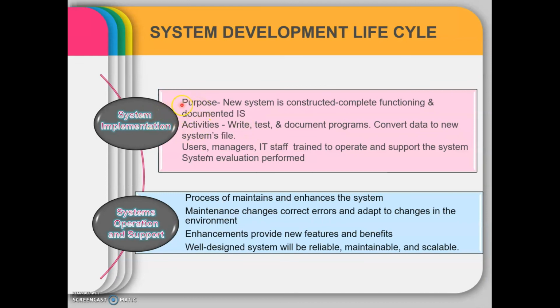Next, moving on to the system implementation. The purpose of the system implementation is a new system: the new system is constructed, complete, functioning, and documented. The activity in this phase is to write, test, and document programs, and convert the data to the new system's files. Users, managers, and IT staff are trained to operate and support the system. The deliverable will be the system evaluation.